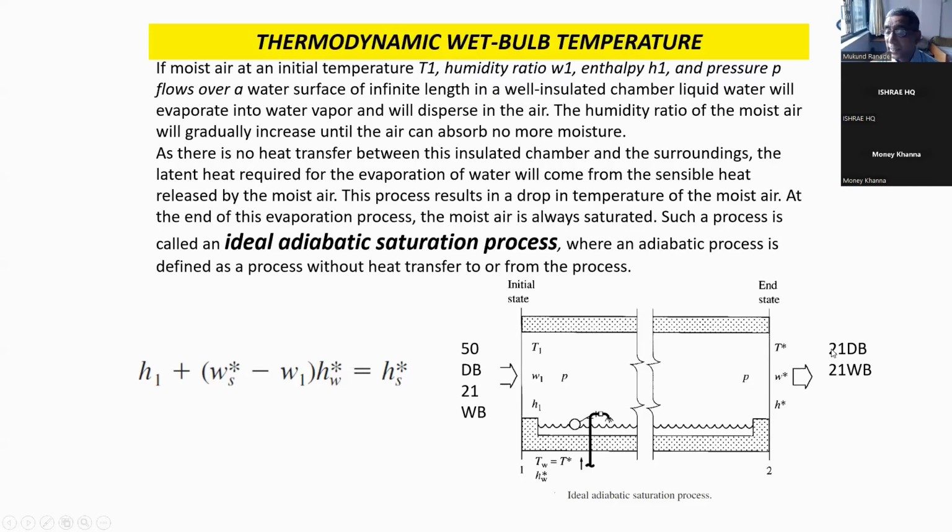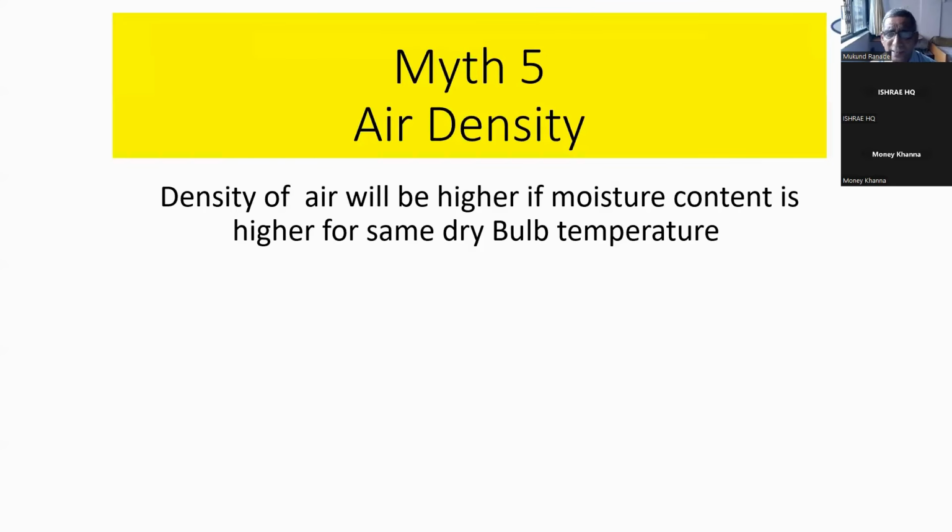So on the right hand side, 21 degree dry bulb and 21 degree wet bulb, the enthalpy is the inlet enthalpy H1 plus something. Naturally, the outlet enthalpy is higher than the inlet enthalpy, and that is how 50 degree dry bulb and 21 degree wet bulb enthalpy is slightly less than 21 degree dry bulb and 21 degree wet bulb. By natural logic, people feel the temperature is high, wet bulb is the same, so the enthalpy should be slightly more, which is exactly opposite. Now let us go to the next myth, air density.